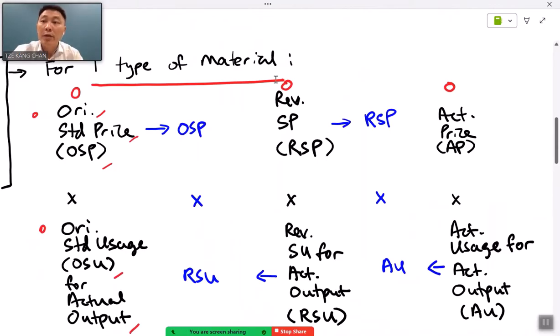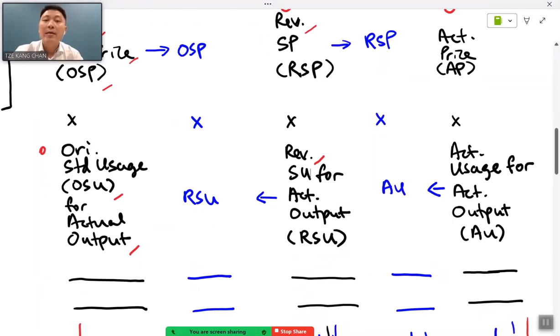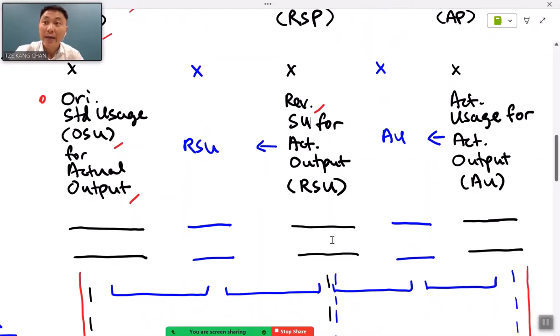Then, moving on to the middle column, that's where, by the end of the period, should the management become aware that some unforeseen incidents took place, it should then reflect those changes onto the standard price as well as usage. To update the standard price and usage, let's refer to these as the revised standard price, or RSP, and the revised standard usage for actual output, let's call it RSU. As such, the product is then called the revised budget.